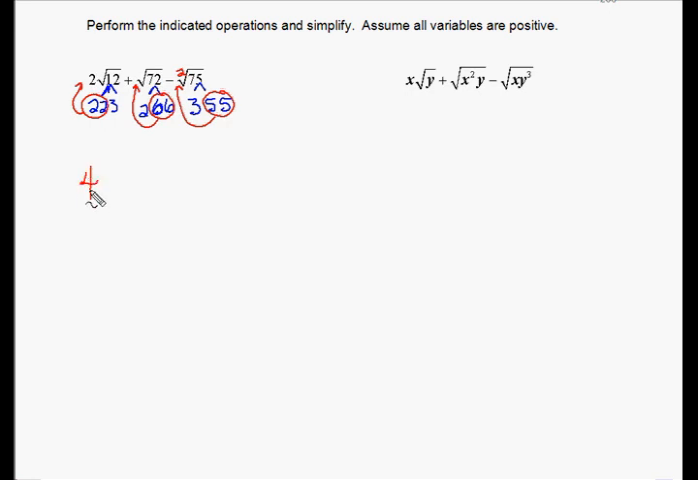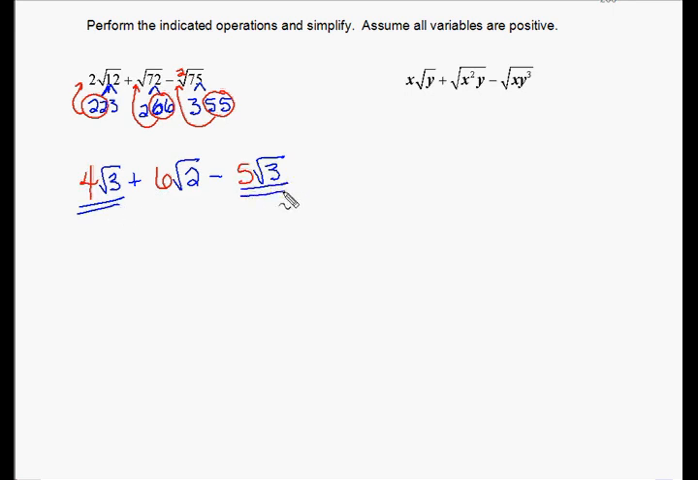So that would be 4 square roots of 3, that's still inside the radical, plus 6 square roots of 2 minus 5 square roots of 3. So anything not taken out of the radical stays in, and remember that you're not taking out 2 5s, you're doing the square root of 25, which is 5.